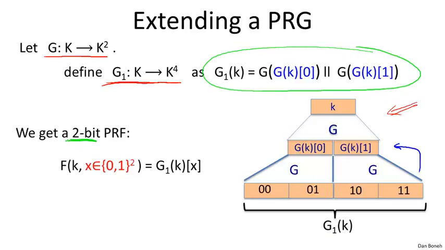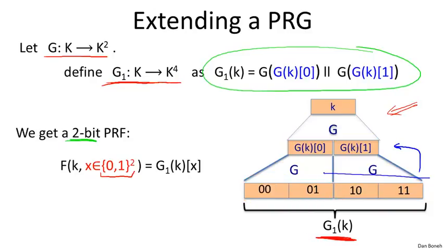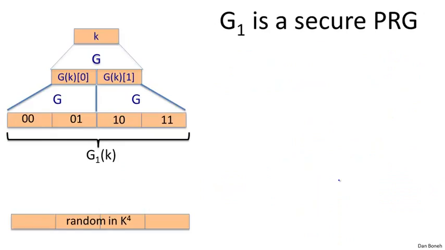Now that we have a generator from K to the 4th, we actually get a 2-bit PRF. Namely, given 2 bits, 00, 01, 10, or 11, we'll simply output the appropriate block of the output of G1(k). So now we have a PRF that takes 4 possible inputs as opposed to just 2 possible inputs as before. The question you should be asking is, why is this G1(k) secure? Why is it a secure PRG? That is, why is this quadruple of outputs indistinguishable from random? Let's do a quick proof of this. We'll just do a simple proof by pictures. So here's our generator that we want to prove is secure.